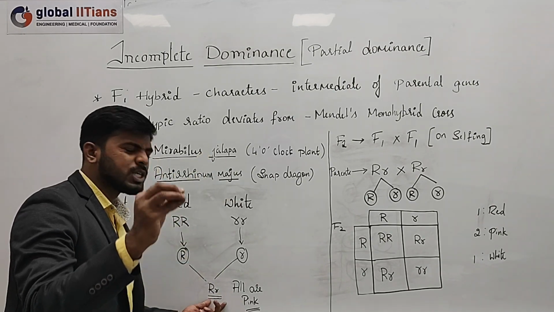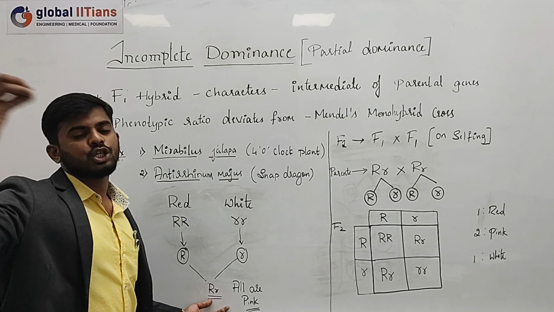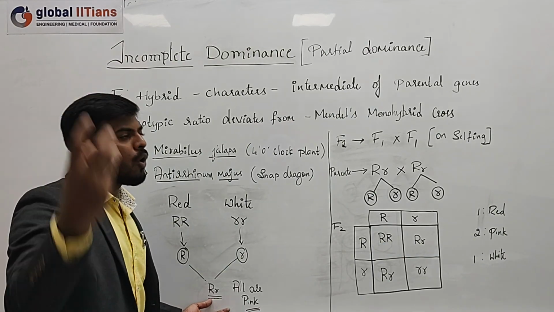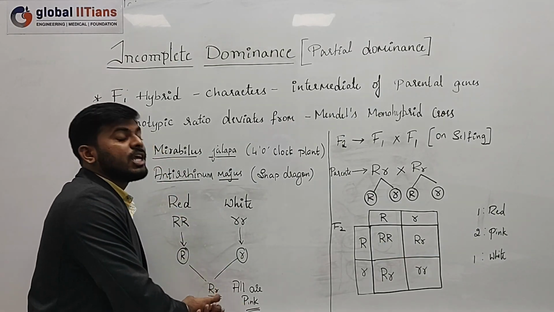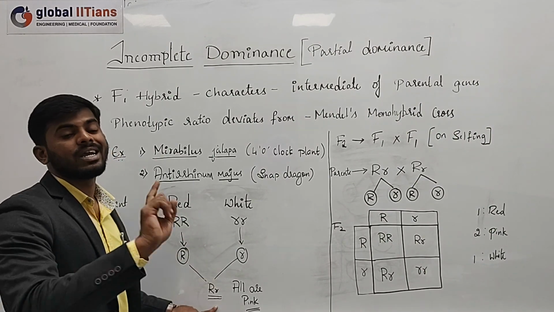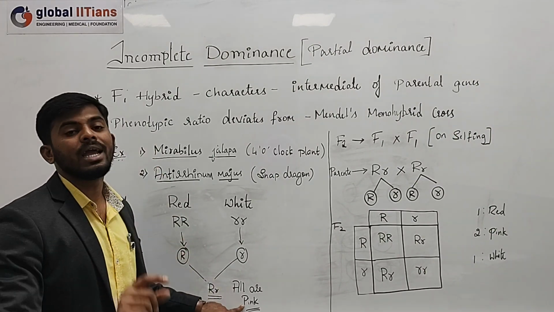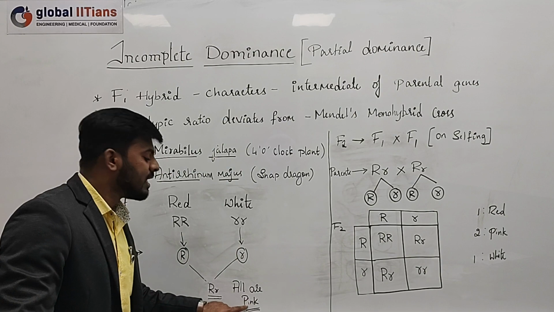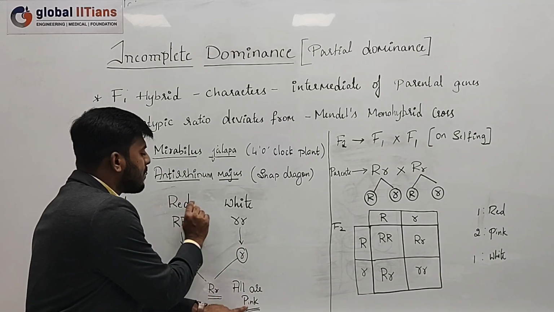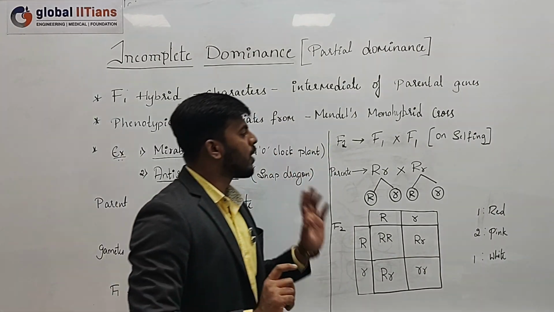Now here, if this was a normal, general Mendel cross, we used to say it's a heterozygous red. But here, we cannot say that. Here, it's showing an intermediate character, that is pink. So pink is the intermediate between red and white. So now let us move on.